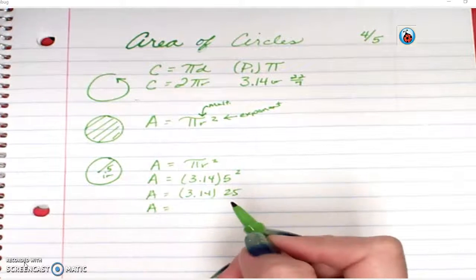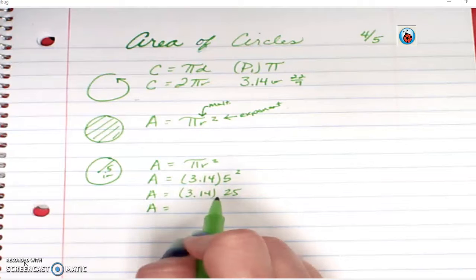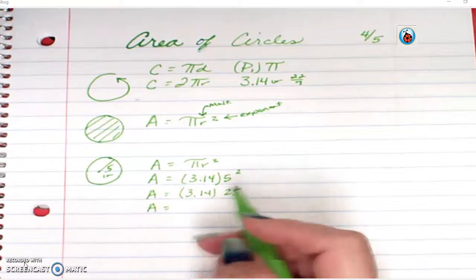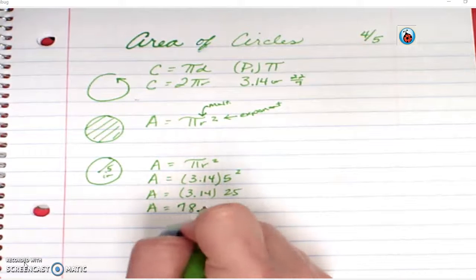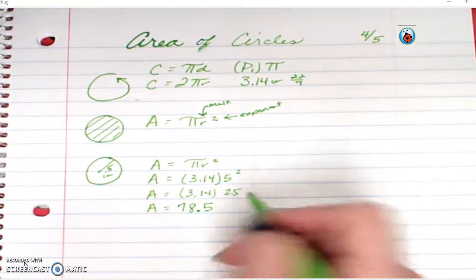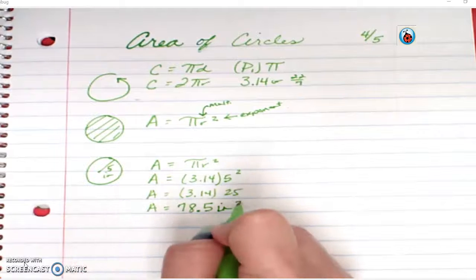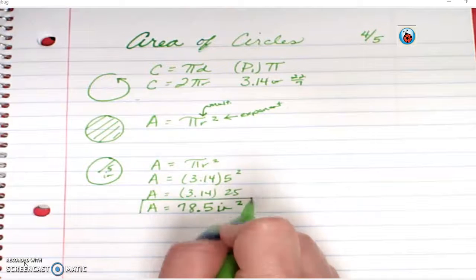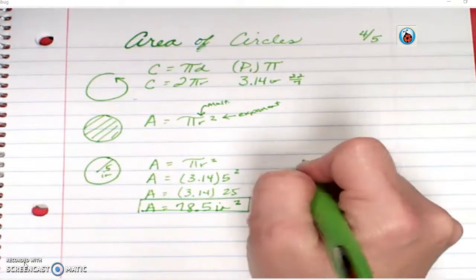Continue to multiply. Well, I know that 25 times 3 is going to give me 75. So I should have something around 75. In fact, you're going to get 78.5 inches. And since we're back to area, it's going to be squared. Let's try another one.